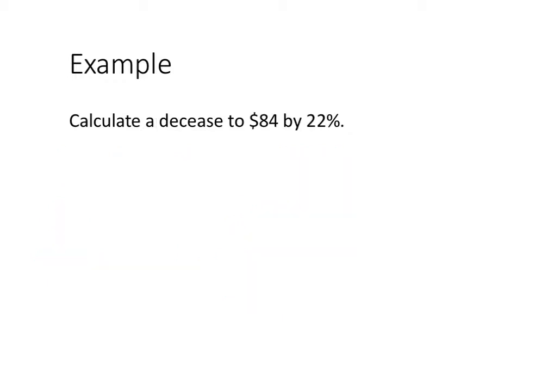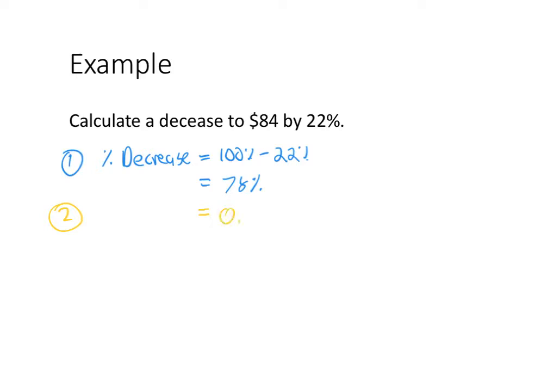Now we'll have a look at an example where we are decreasing an amount by a given percentage. In this example, we want to calculate a decrease to $85 by 22%. The first step is to calculate the percentage decrease. And that is going to equal 100% minus 22%, which is equal to 78%. The second step that we need to calculate is to convert the percentage of 78% into a decimal, and we'll do that by dividing 78% by 100, which equals 0.78.